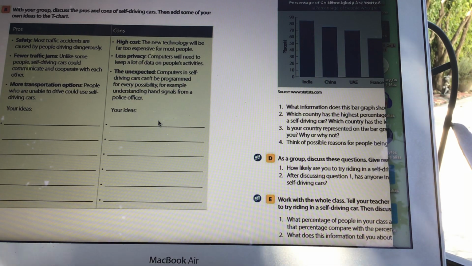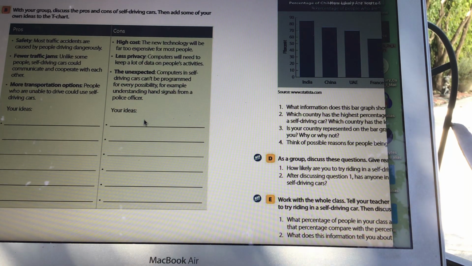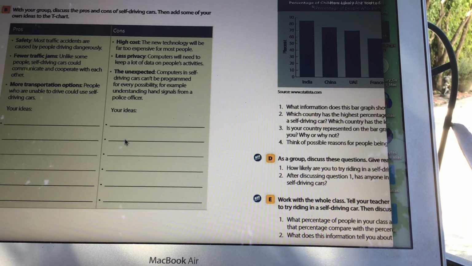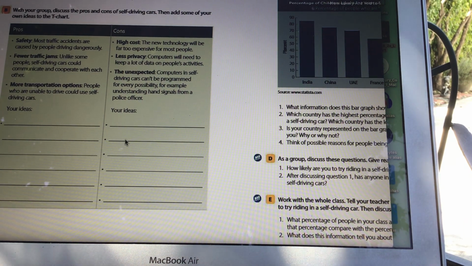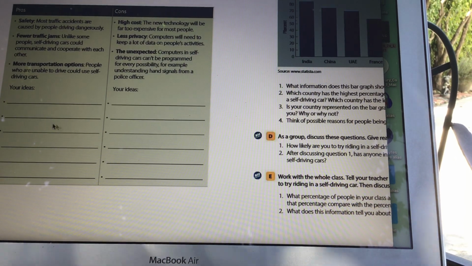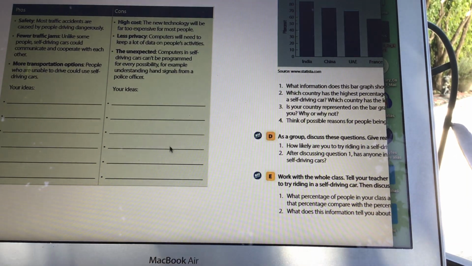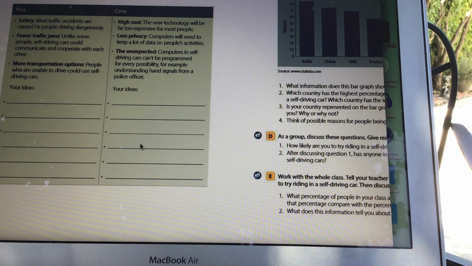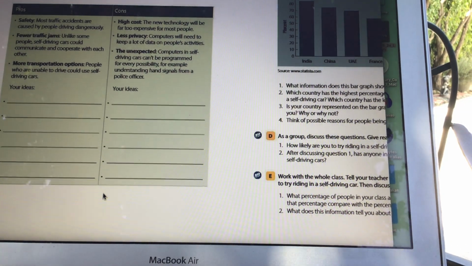And on the opposite side, what are some of the cons or not so good things about self-driving cars? Now, this may be difficult to think of. Maybe you can think of one right away, or maybe even two. But see if you can think of at least five or six on each side, five pros and five cons of self-driving cars. All right? Good luck.